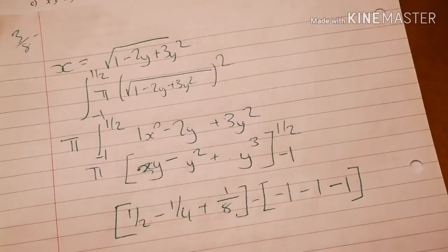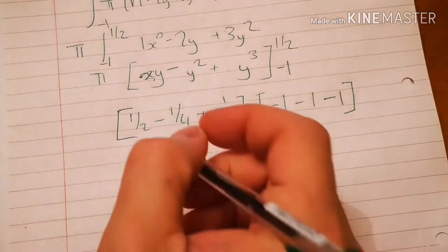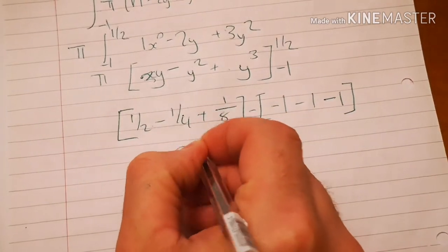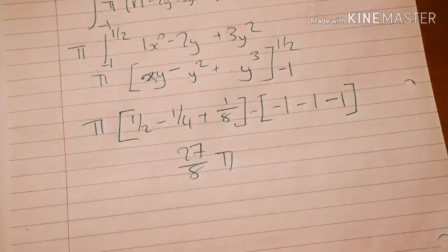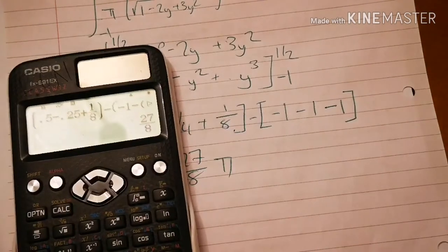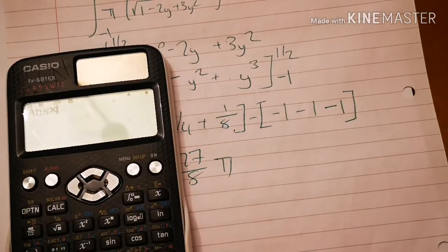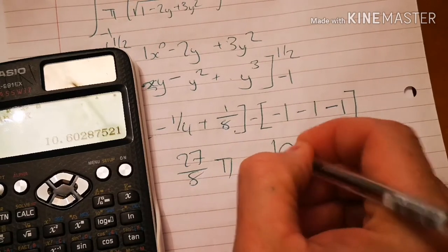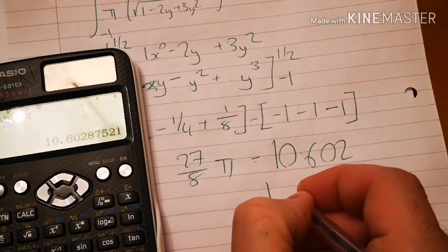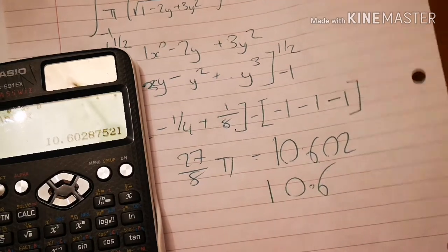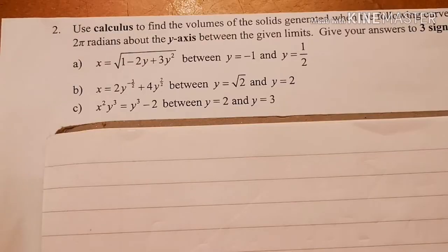Now, when I type all that into the calculator, I get 27 over 8. Let's not forget our pi, so it's 27 over 8 pi. The question is actually asking us for 3 significant figures. So let's times this number by pi. Into S to D means we've got 10.602, so my 3 significant figures is 10.6. Okay. Right, exactly the same.